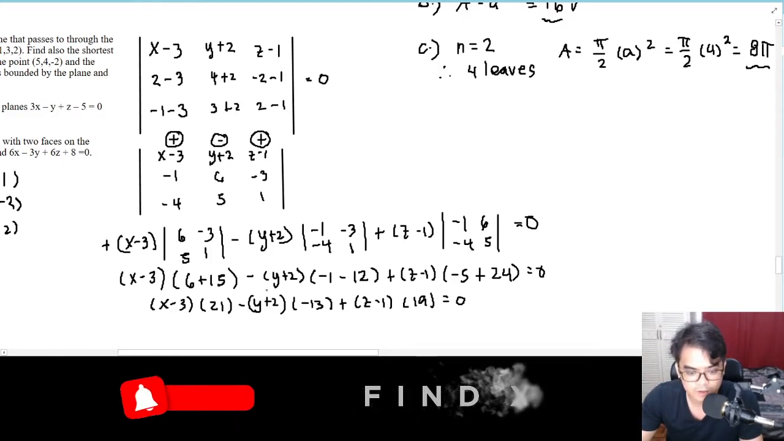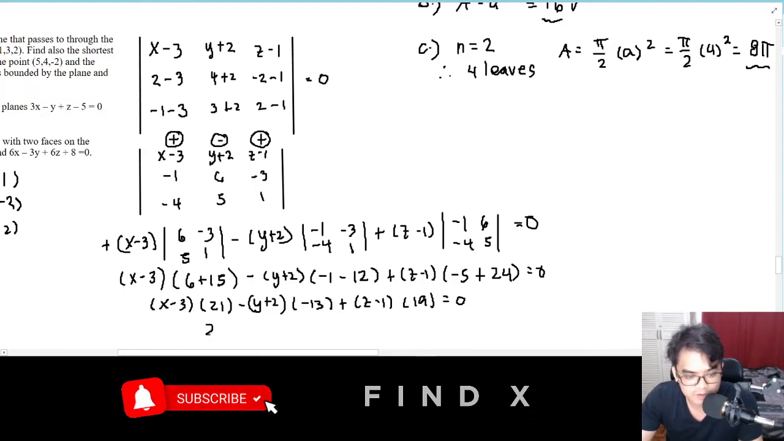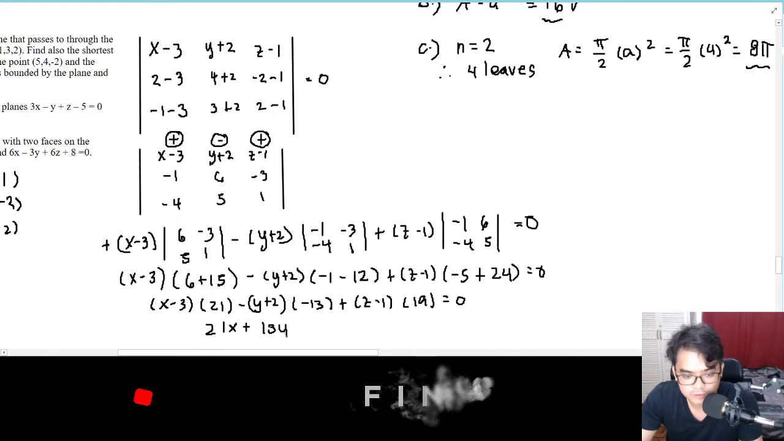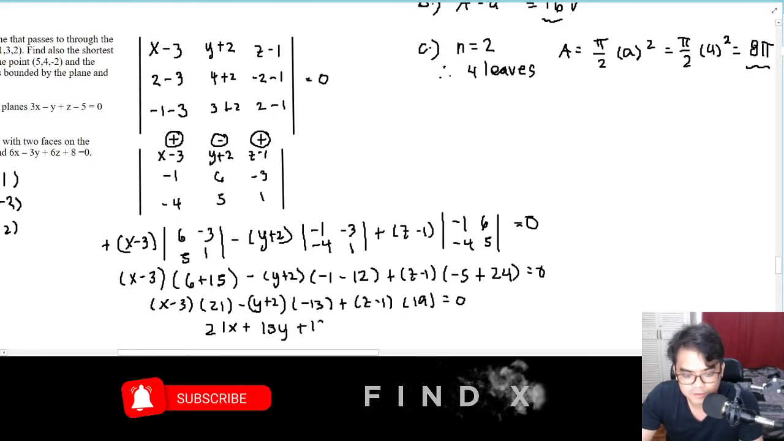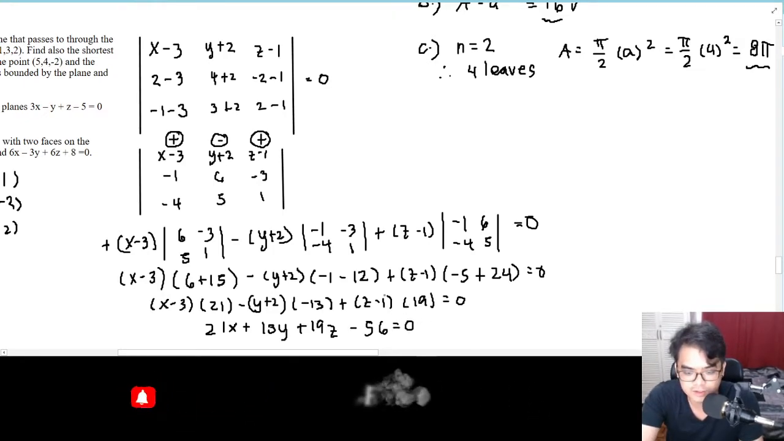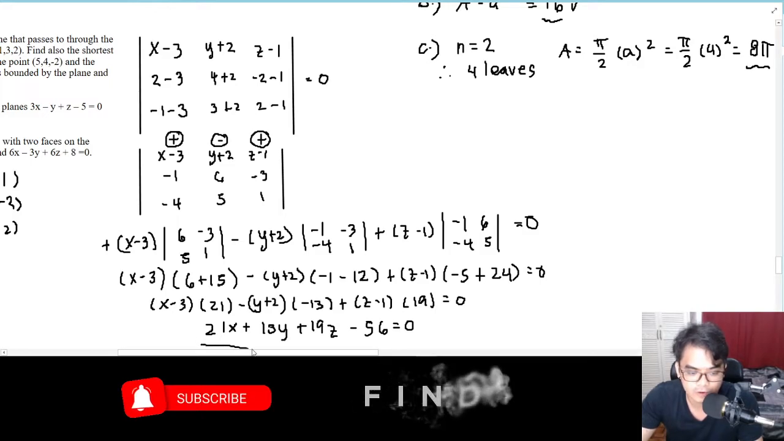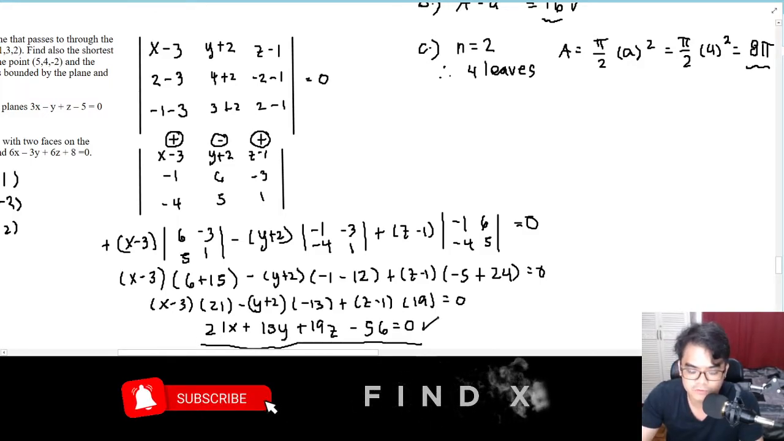And if you will just simplify this one, you will get something like this. So this will become the answer: 21x plus 13y plus 19z minus 56 equal to 0. So this will be the equation that we are looking for. This is the first one. So let's try the second.